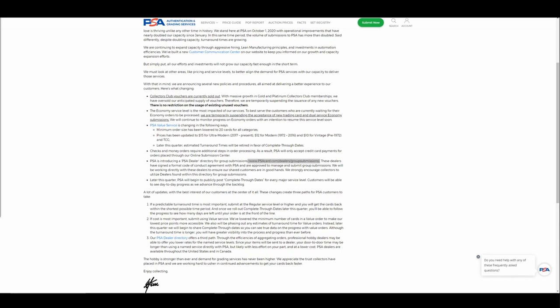So part of the rest, and I don't want to go through every little bullet point here. If I could talk, it's been a very long day. Is they are going to, and I don't necessarily understand what all this means, change turnaround times to completed through dates. So essentially, it sounds like they want to go to almost real-time order tracking, where you'll know exactly how many days it's going to be until your order is being worked on. You can see here later this quarter, PSA will begin to publicly post complete through dates for every major service level. Customers will be able to see day-to-day progress as we advance through the backlog.